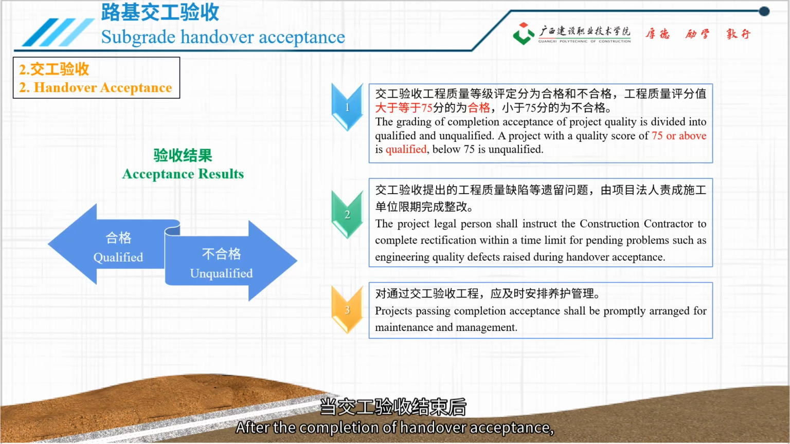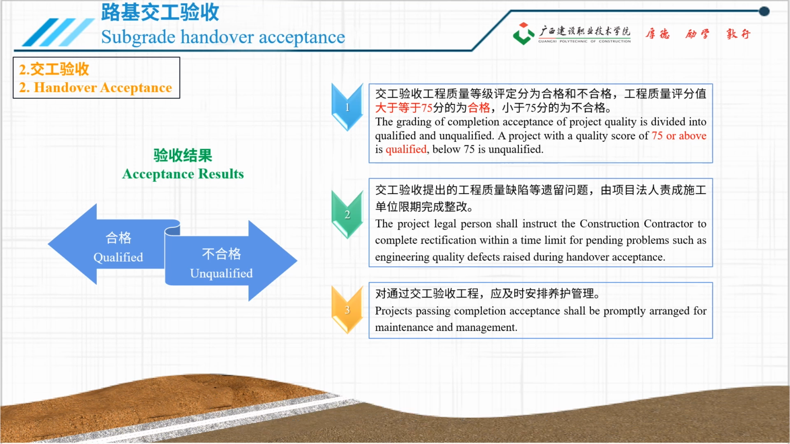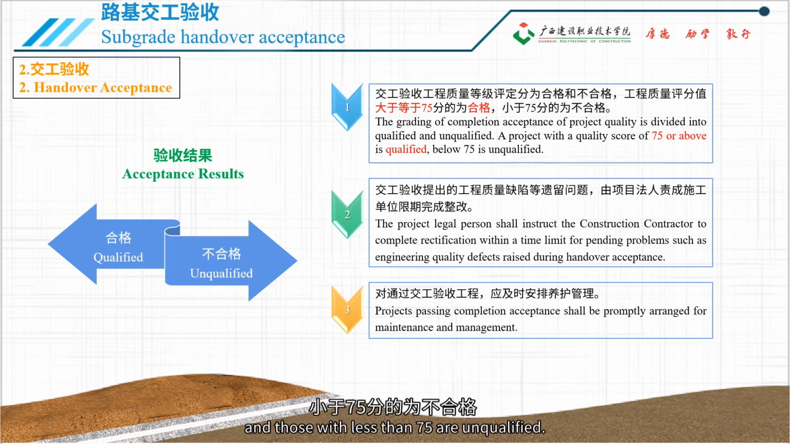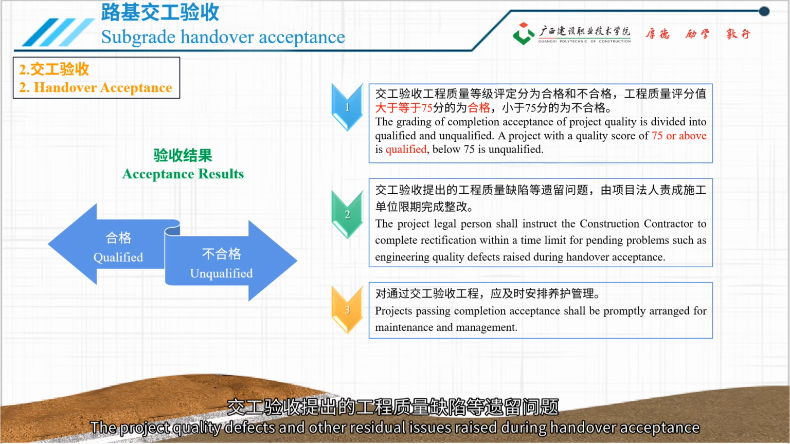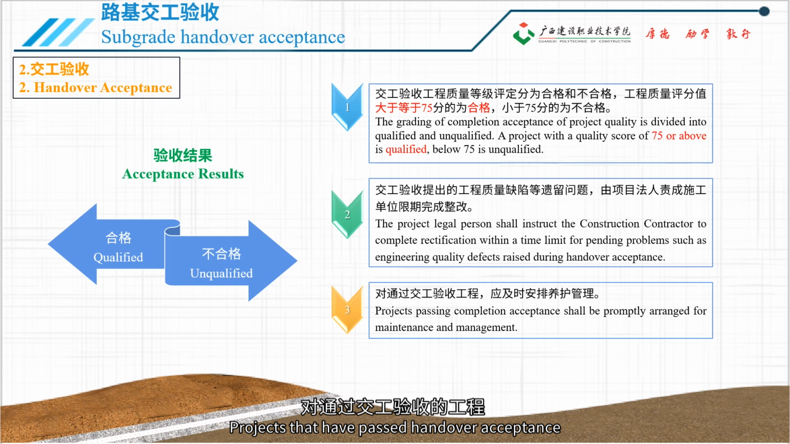After the completion of handover acceptance, a certain acceptance result will be given, and the project quality level of handover acceptance will be divided into qualified and unqualified. Projects with a quality score of 75 or more are qualified, and those with less than 75 are unqualified. The project quality defects and other residual issues raised during handover acceptance are to be rectified by the construction unit within a limited period as instructed by the project legal entity. Projects that have passed handover acceptance should be arranged for maintenance management.